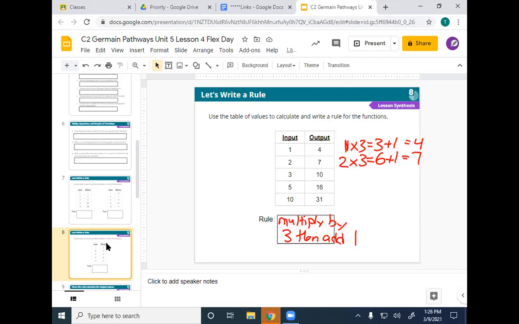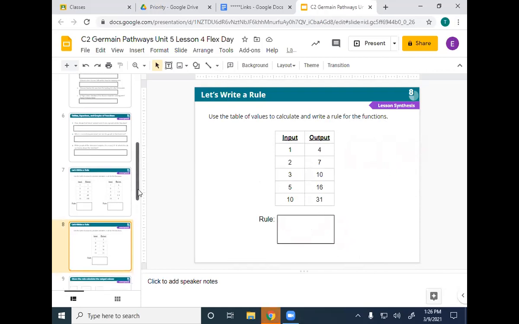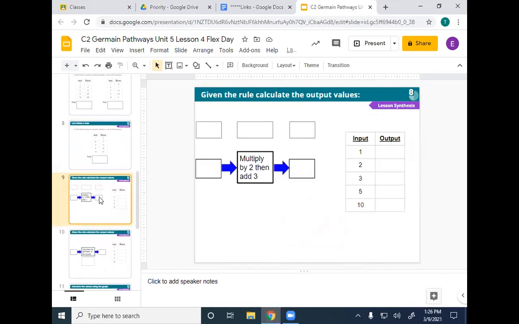My suggestion to you, if you are asked to write a rule given a table, make sure to test a few of them to make sure that it works like we did here. Okay? Awesome job, everybody. Now, this one's probably my favorite. We are given a rule and a function machine and some inputs, and we have to calculate some outputs. First thing I want to do before you get started, because I know you guys are going to do well with this, is label these parts of the function machine.